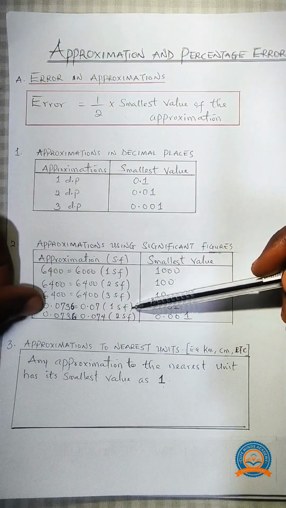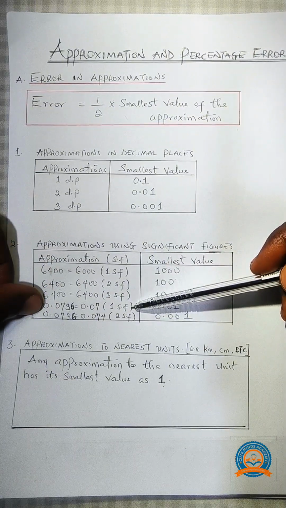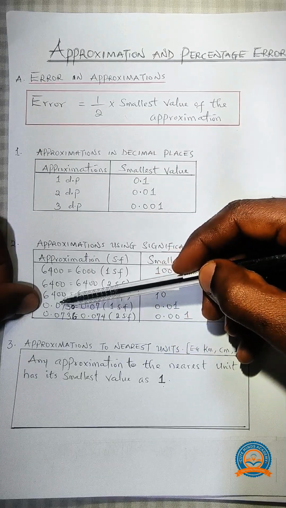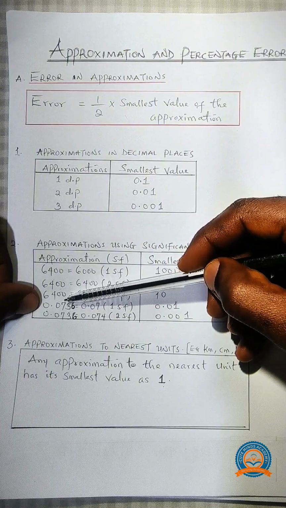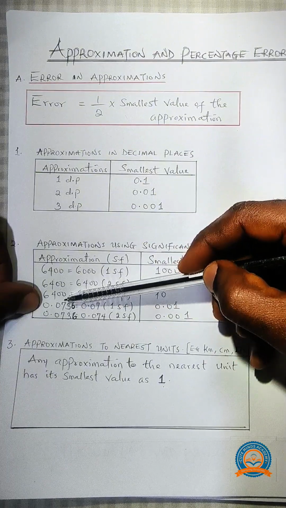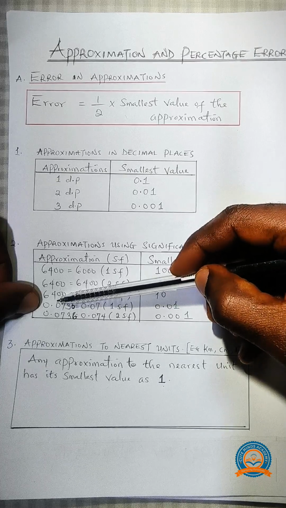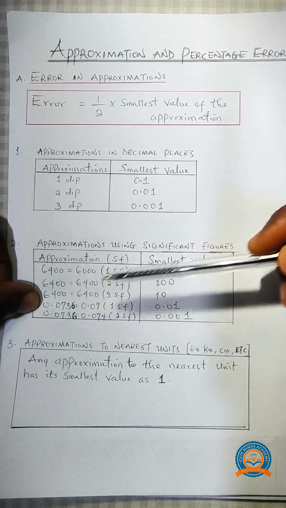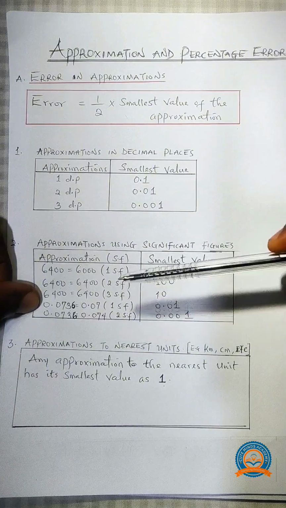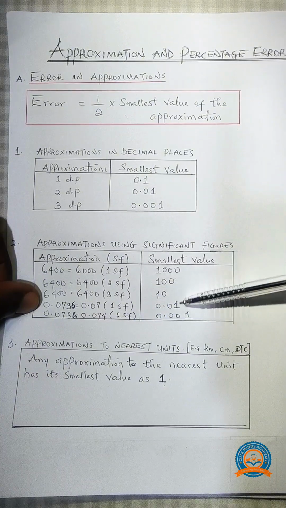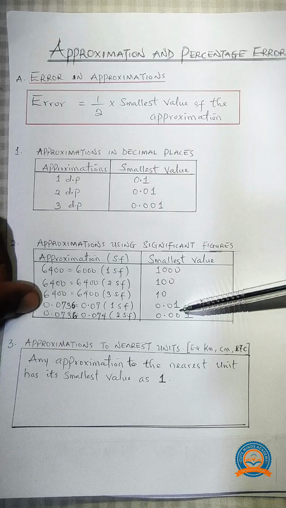So if we have a decimal number like 0.0736, taking it to one significant figure, as we know, 0 here is not significant. Then the first significant figure here is 7. So the position of 7 here is hundredths. This is tenths, this is hundredths. So the smallest value of that position is 1/100. So we write it as 0.01.